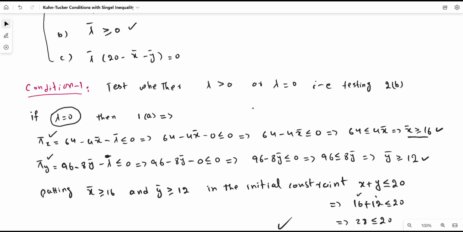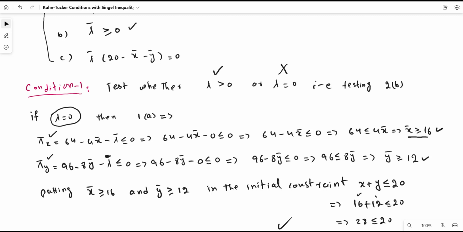So what we conclude is that lambda is not equal to 0. If lambda is not equal to 0, then lambda is definitely greater than 0. So one situation is cleared, which is lambda is greater than 0. So 2b is clarified, lambda is greater than 0.